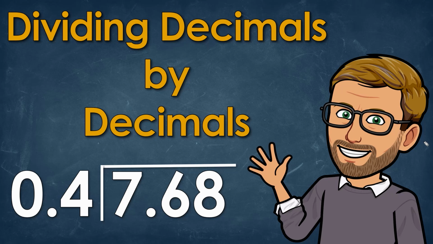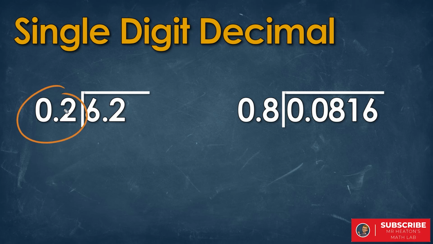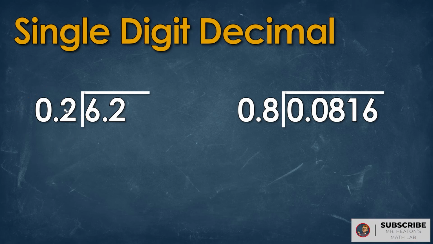In this video, we're going to be dividing decimals by decimals. The first step of dividing decimals is to take this number and we need to convert it into a whole number. And it's actually a simple trick. All we're doing is moving that decimal place over by 1.